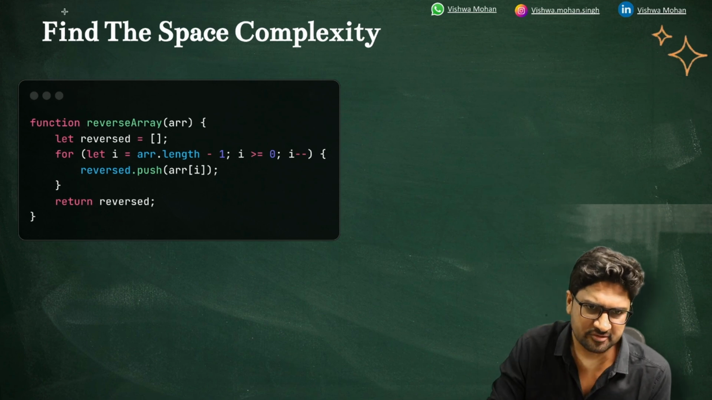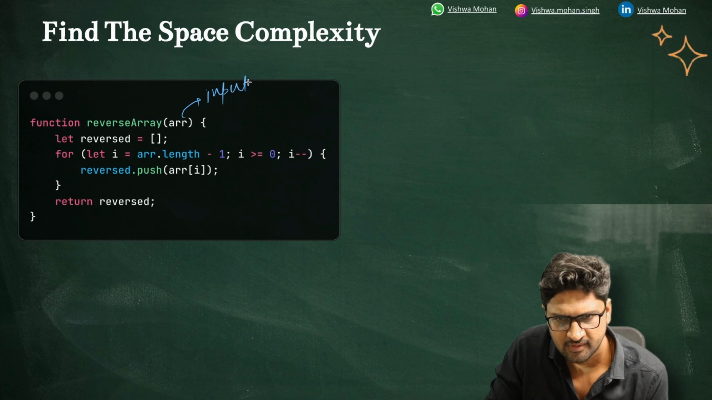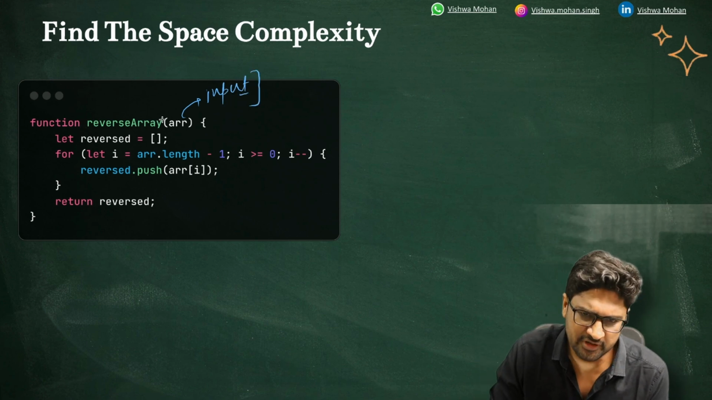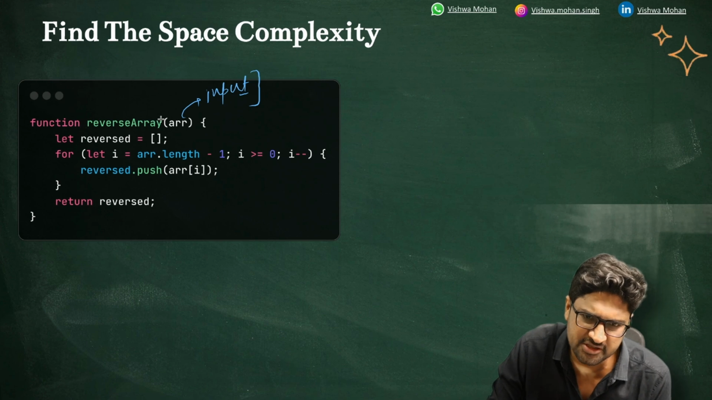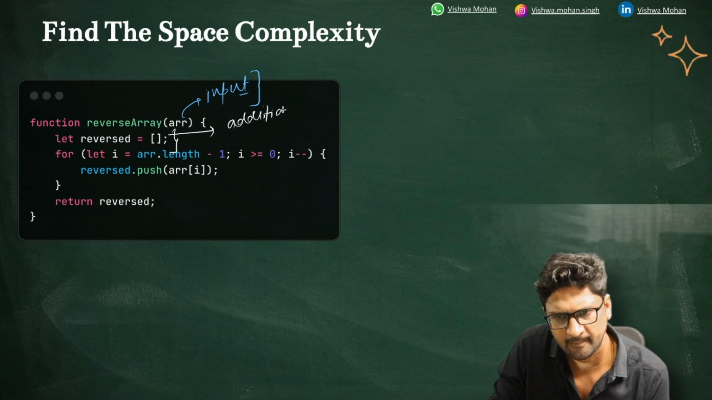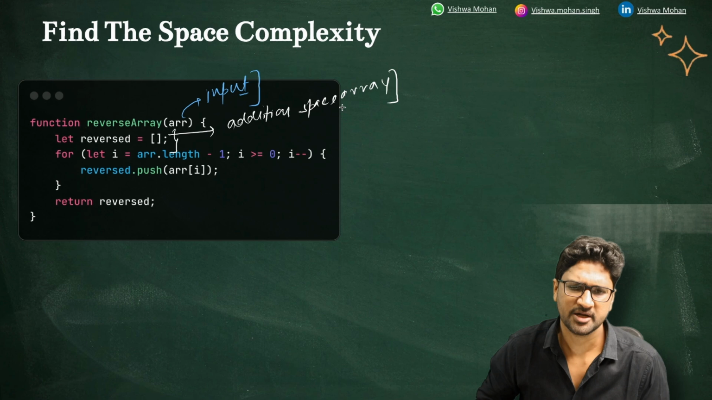Now, in this case, if you try to see the code here, this is my input array, and I'm just trying to reverse the array. But for reversing the array, I have used some additional space array. And the size of this additional array depends on the input array.